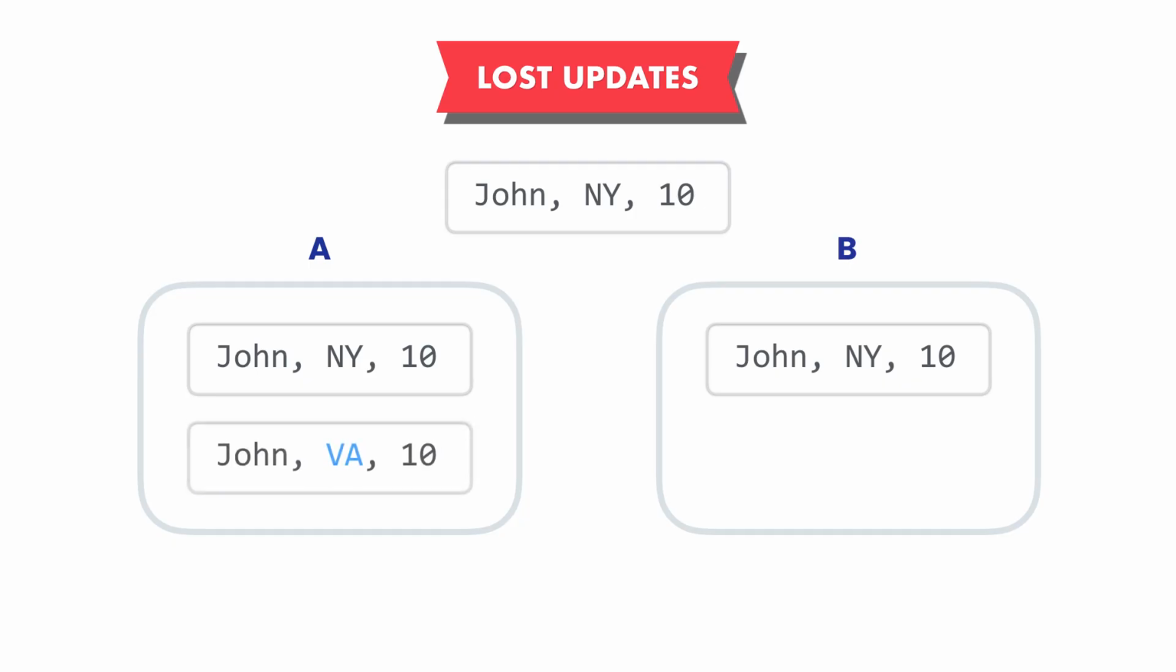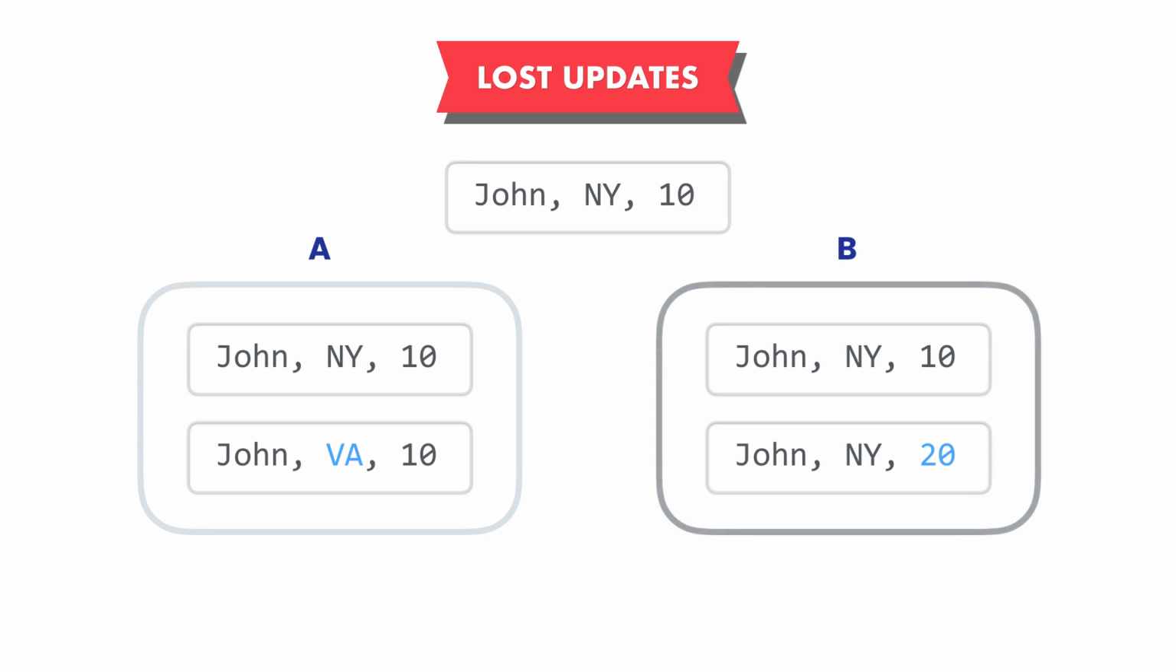Now, let's say transaction A updates the state, but it hasn't committed yet. At the same time, transaction B updates the points. Now, the transaction that commits last will overwrite the changes made earlier. In this case, if transaction B commits last, we will lose the update made by transaction A.